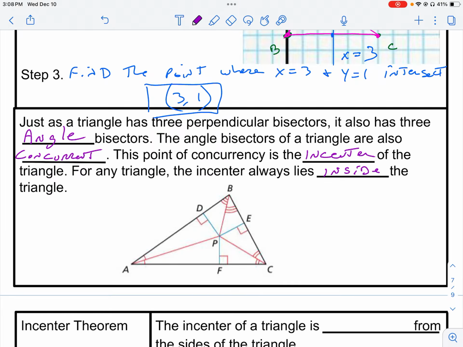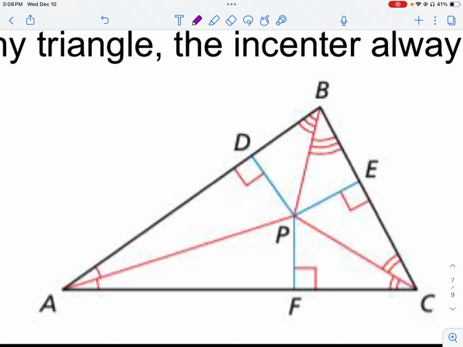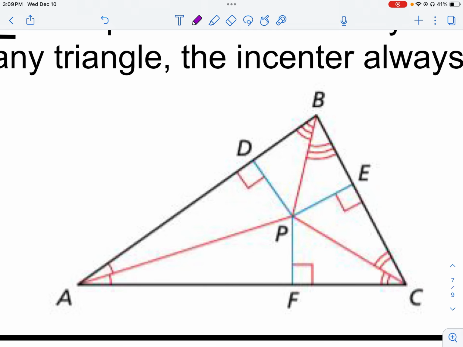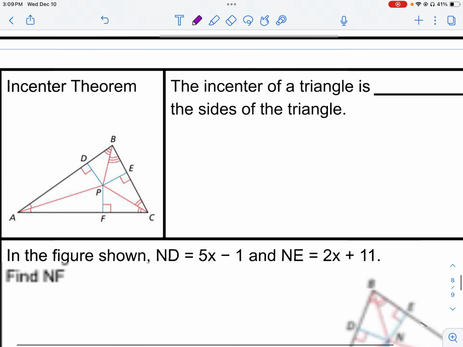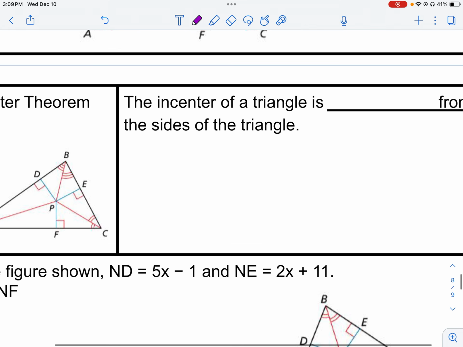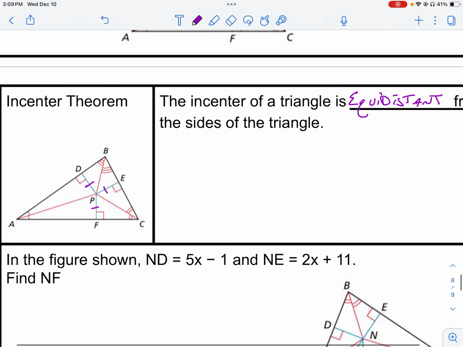Unlike the circumcenter, which is going to move around on us, it's going to look like so. We can clearly see that all the angles have been bisected, so that means we've got an incenter to deal with. And the incenter theorem tells us the incenter of a triangle is equidistant from the sides of a triangle. So that's going to be true if we have ourselves an incenter.